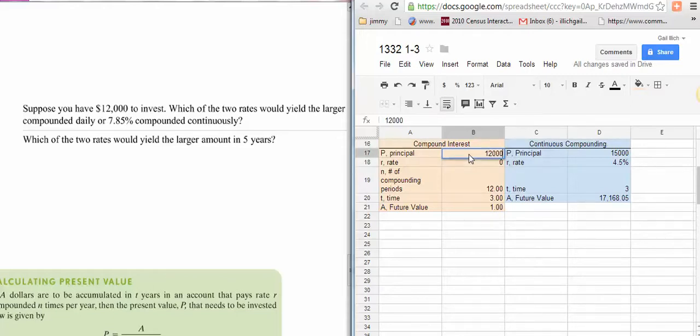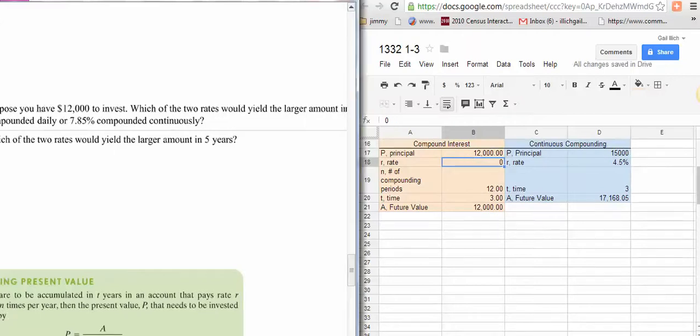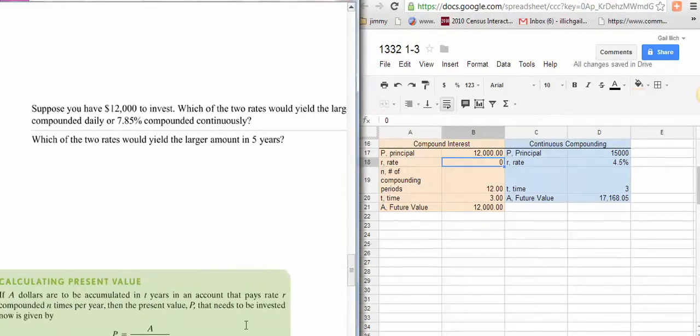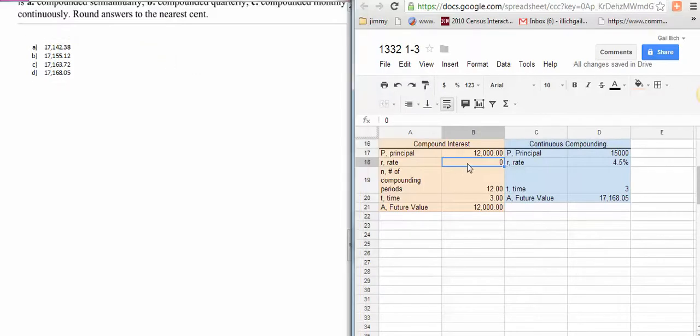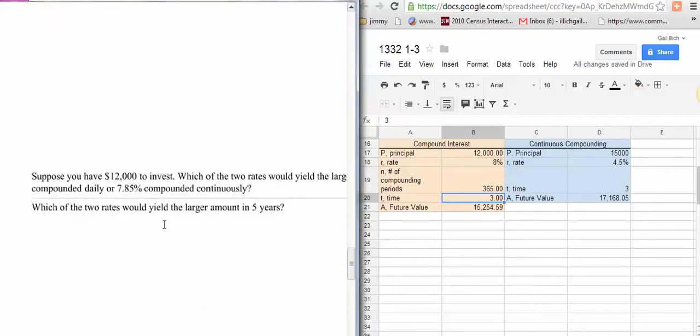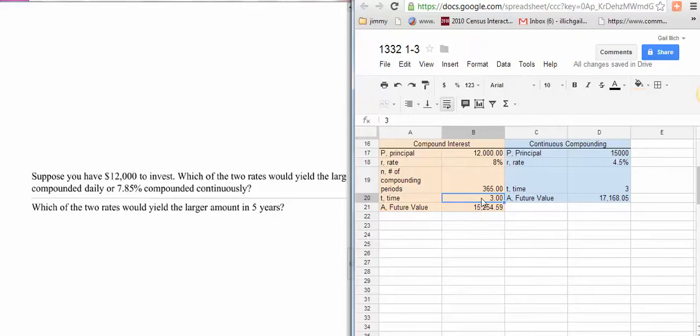The rate is, when it's compounded 8% daily, so we'll do 8%. I'm going back and forth between the screens. All right, hold on. So I'm going to put 8% in for the rate. It's daily, so 365 times a year. And then for the time, 5 years. So I put a 5 here.